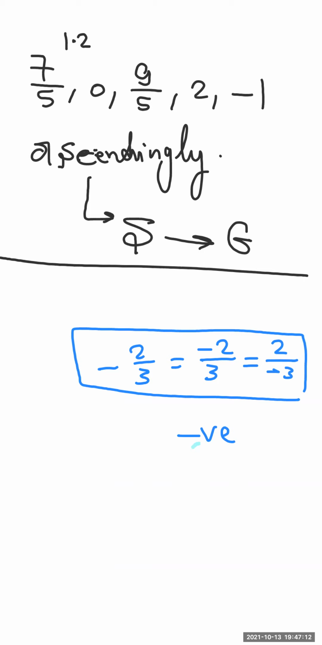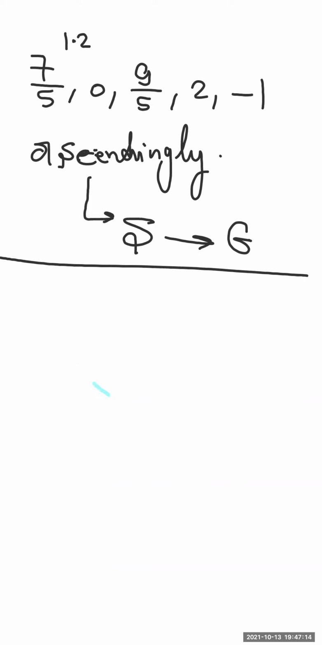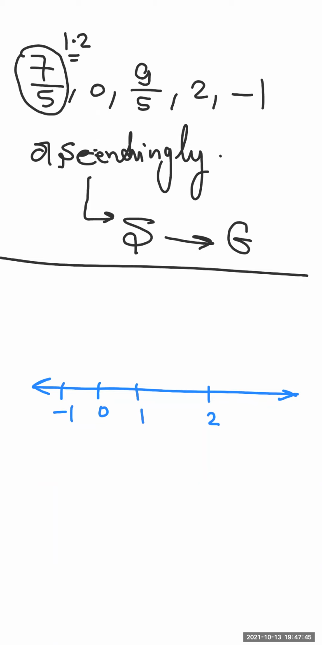Okay, now get back to the question. Here we want to arrange these numbers ascendingly. We just said that ascendingly means from the smaller to the greater. First we have to represent all numbers on the number line like that. This one is 0, this one is negative 1, this one is 1, and this one is 2. Now, the first number is 7 over 5. We said that 7 over 5 equals 1.2.